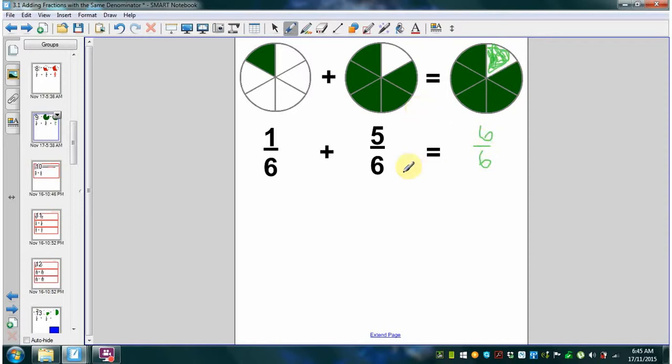Okay, check our rules. Add our top. 1 plus 5 is 6. Keep our denominators. 6. So this is the answer. And you could write this simply. Okay, we got 6 pieces out of 6, or 1 whole piece, 1 whole pie. So this can also be written as 1, which is also correct. And that makes sense because 6 divided by 6 is 1.